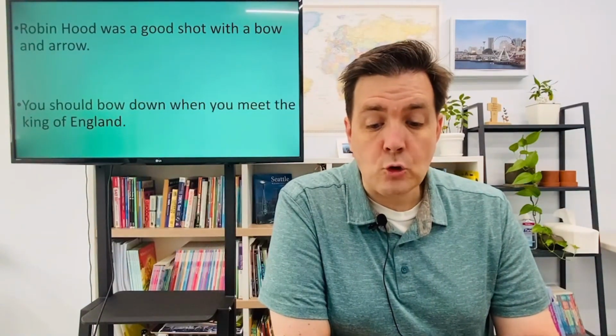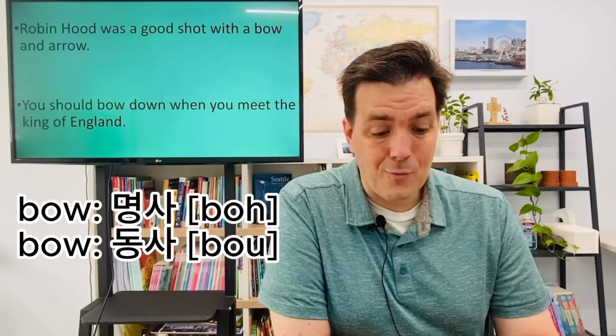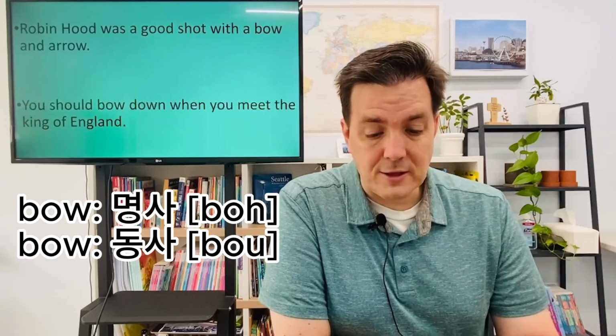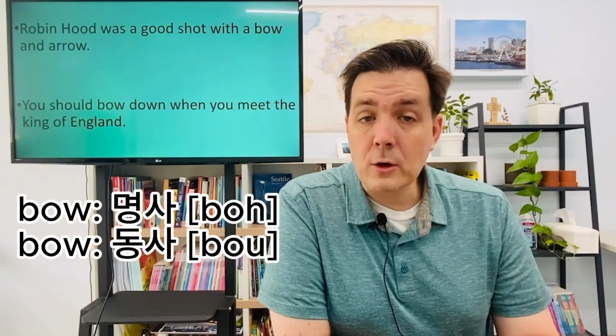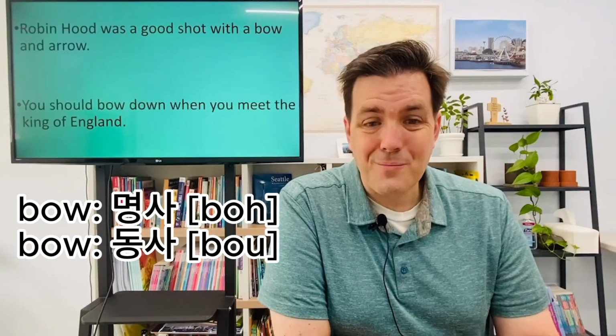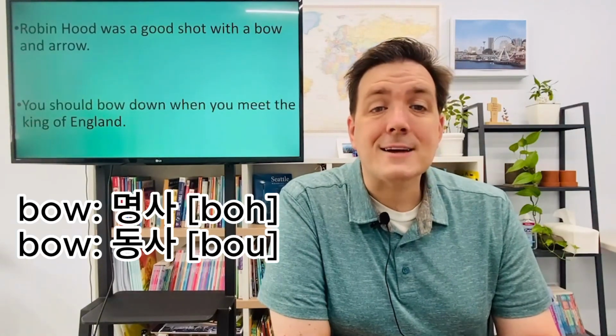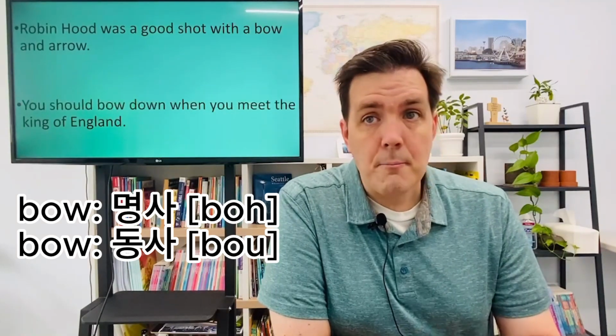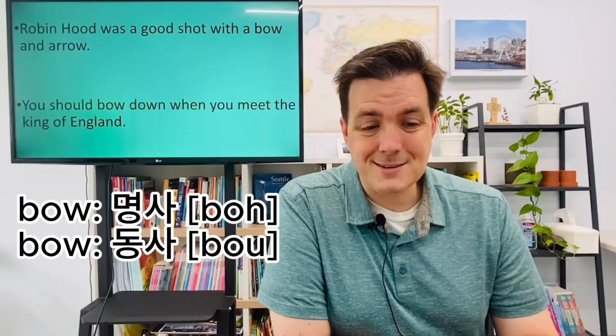Robin Hood was a good shot with a bow and arrow. You should bow down when you meet the King of England. Bow, B-O-W, is the weapon that you use to shoot an arrow. But bow is actually the synonym I gave earlier. So bow of a boat, or bend at the waist to show respect to somebody.